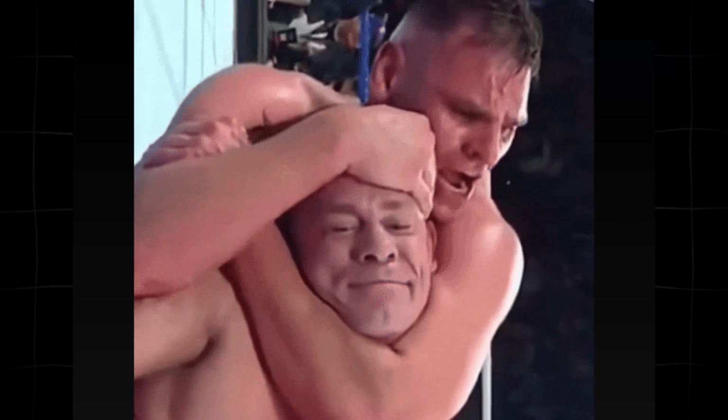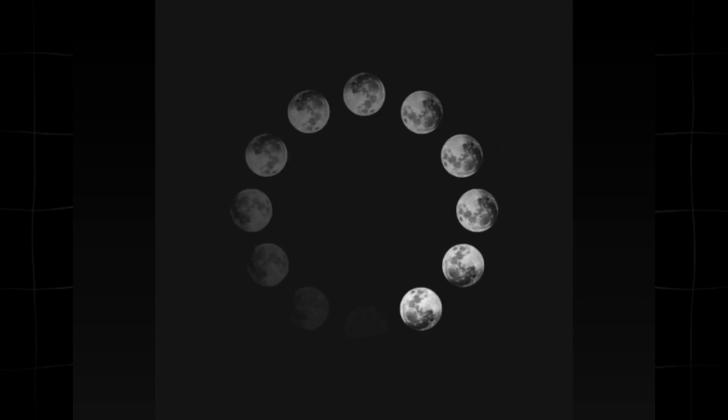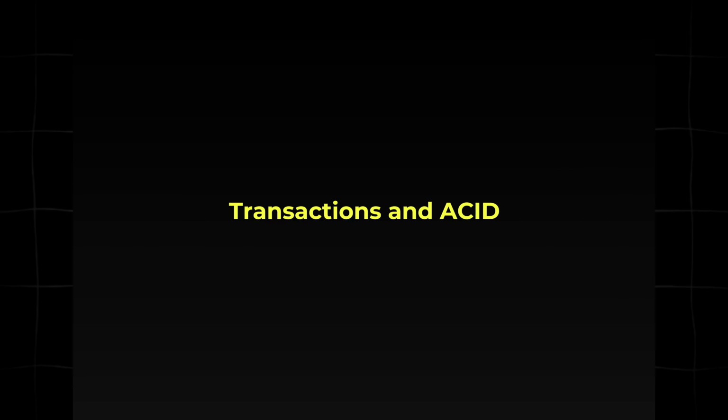Database indexes. Without an index, your database reads every single row looking for your data, like scrolling through 10,000 unread emails to find that one receipt from 2019. Indexes let it jump straight there. The catch is every index slightly slows down writes, because now the database has to update the index too. Index everything and you've solved one problem while creating 3 others. Classic backend.